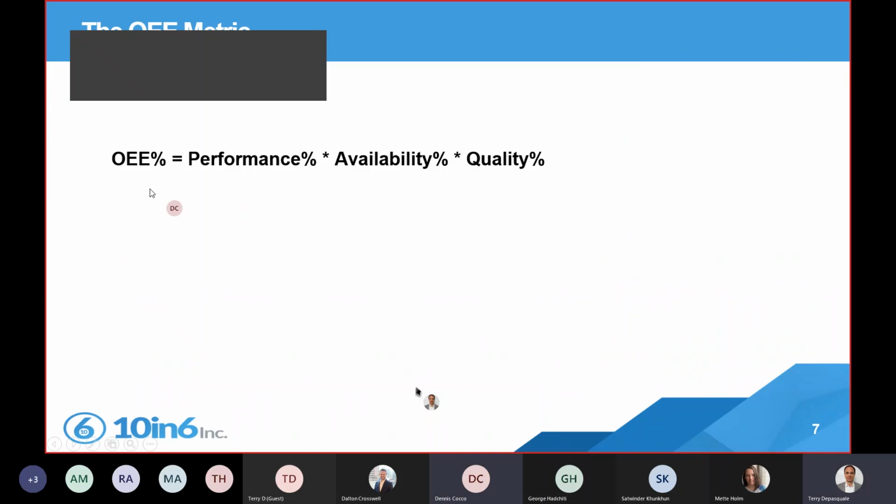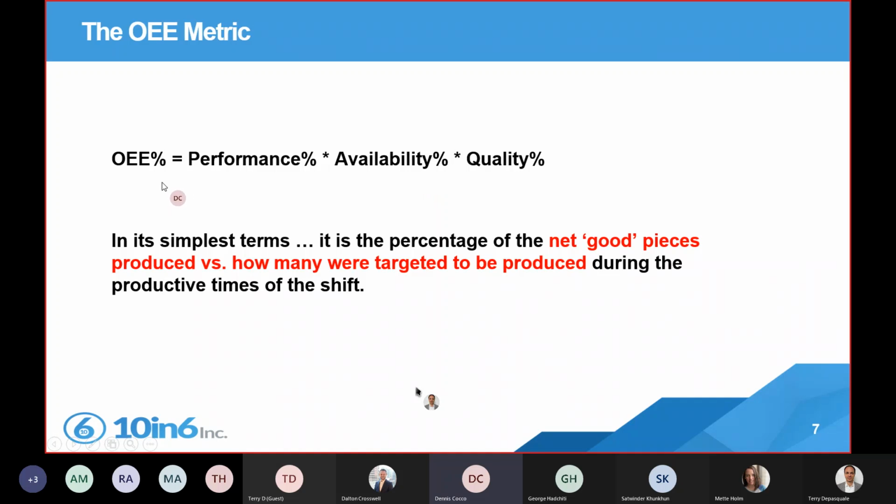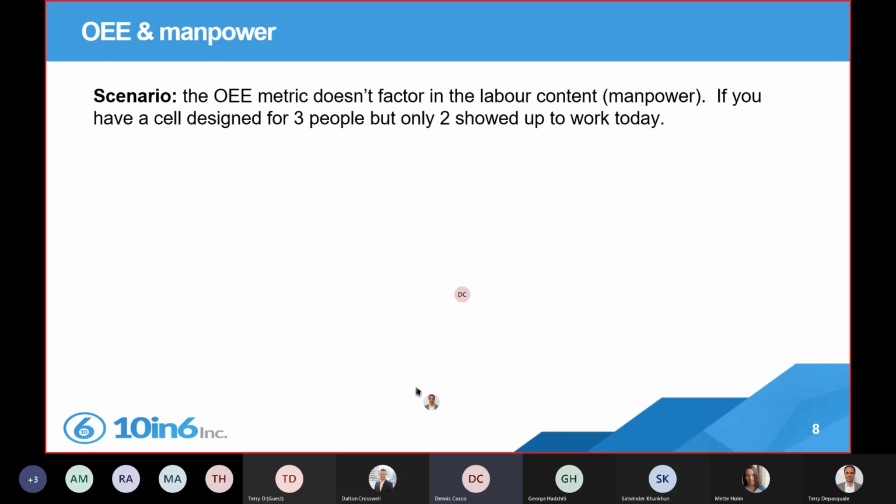So let me start by quickly reviewing the OEE formula. It's sometimes considered a complex formula because there's an element of the performance, the availability, and the quality all factored in. And there can be a lot of arguments as to what deems the performance and what part of your production is factory or availability. But in its simplest terms, really what we're talking about here is just a simple percentage of the net good pieces produced divided by how many parts you should have produced during the productive time of the shift. You can debate what part goes to performance and what part goes to availability, but essentially it all boils down to net good pieces produced during the time you were supposed to produce.